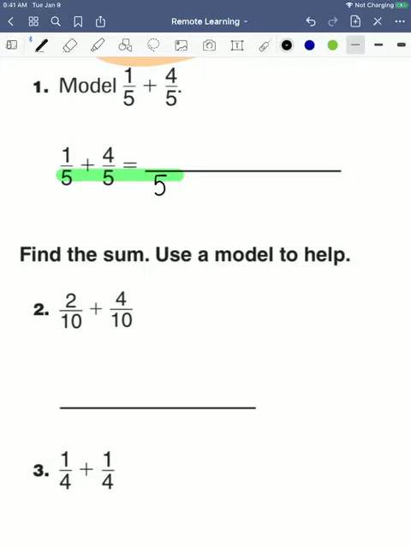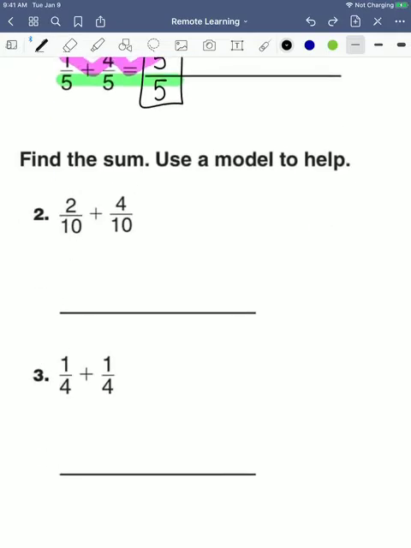And what I also know is that my top is going to be 1 plus 4 equals, what is 1 plus 4? It is 5. So my answer is 5/5, which is actually 1 whole. But we'll get to that later.